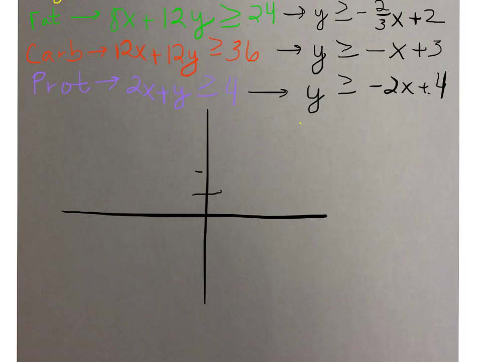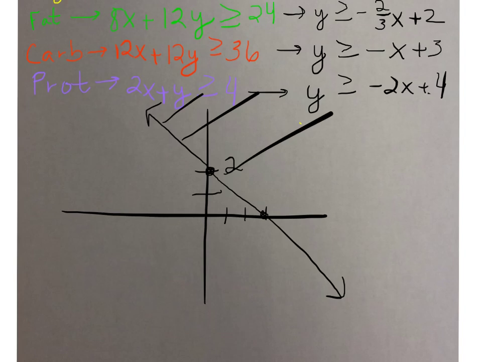Okay, so the first one, up to 2, down to right 3. Here we go. And all these are going to be solid. Okay, there's the first one. And I'm going to just very lightly shade because it's going to get kind of messy pretty quickly.